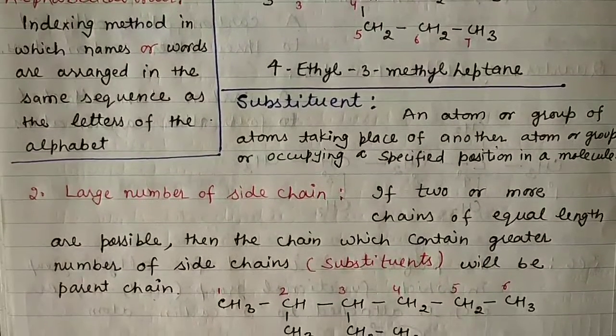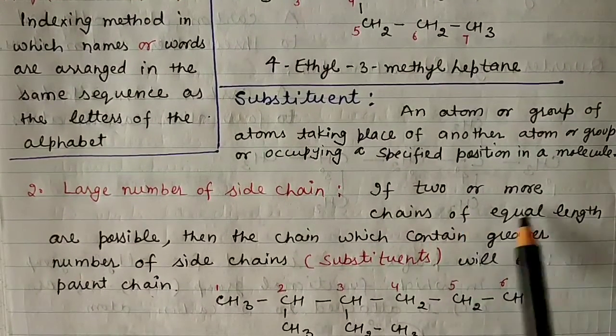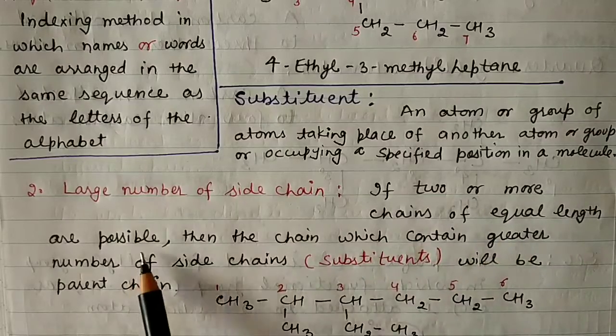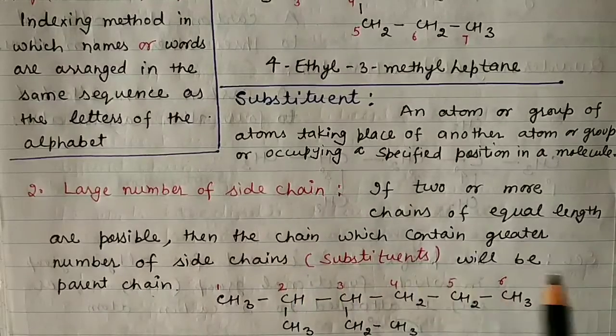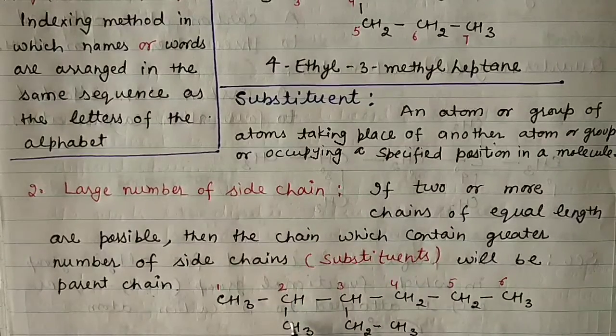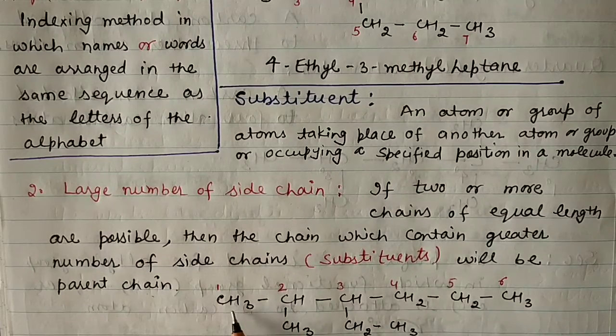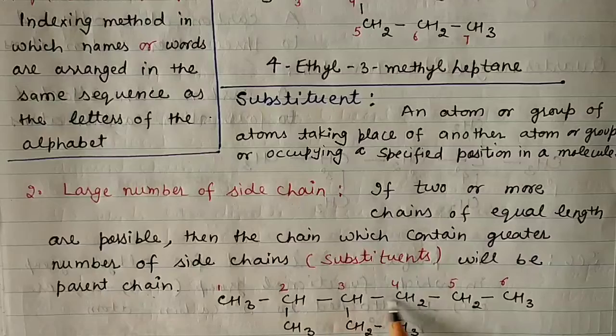Next rule is the larger number of side chains. If two or more chains of equal length are possible, then the chain which contains the greater number of side chains, that is substituents, will be the parent chain. So here a greater number of substituents are there. So 1 and these 2. These are the parent chain.